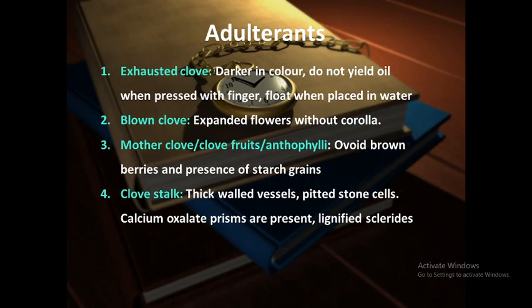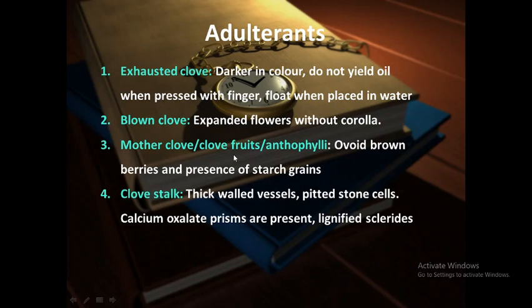The second important adulterant is blown clove. These blown cloves are the expanded flowers without the corolla, that is, expanded flowers without the petals. The third adulterant is mother clove, also known as clove fruit or anthophyllum. These are the ovoid brown berries. These are the clove fruits.